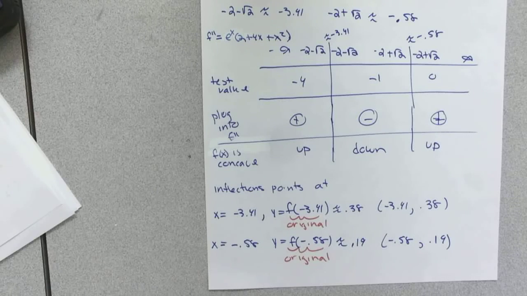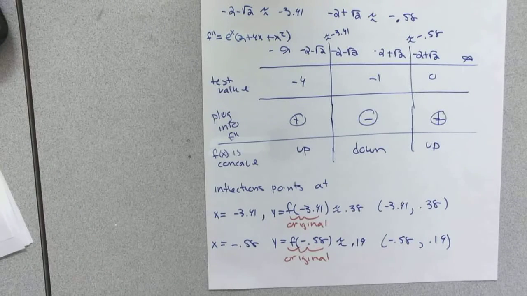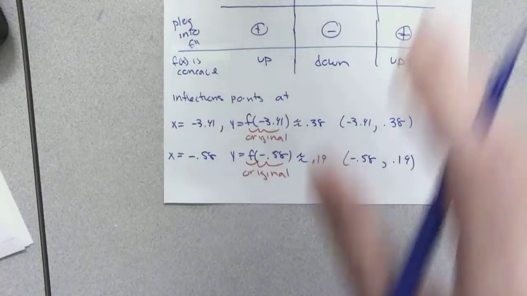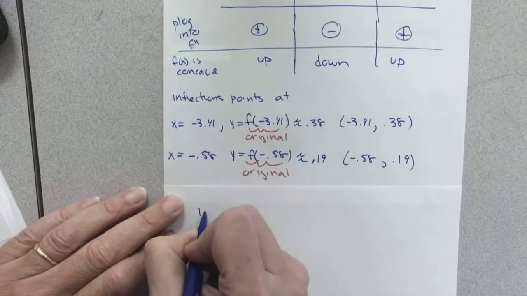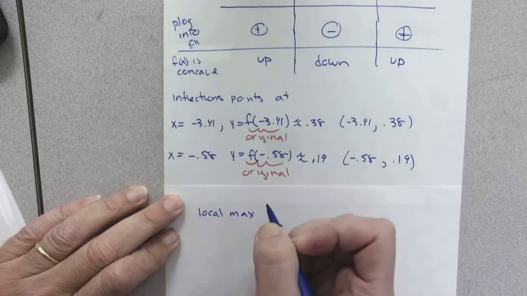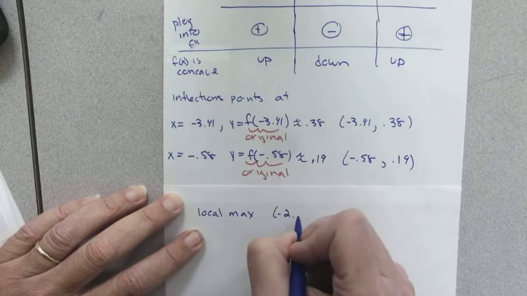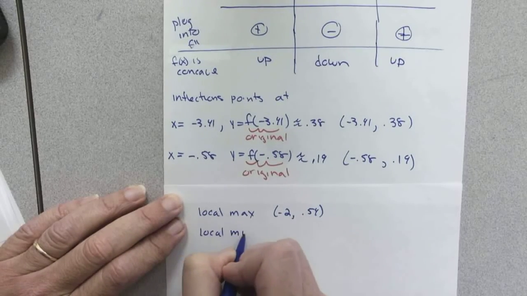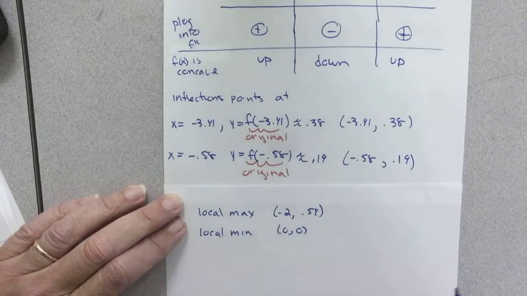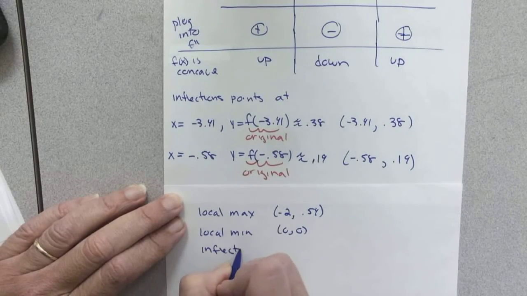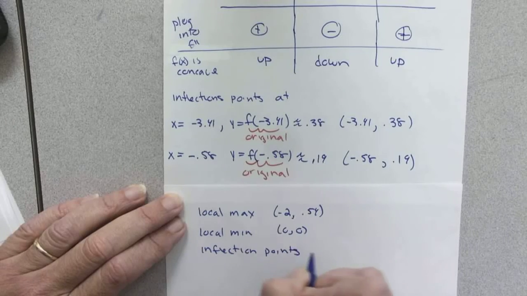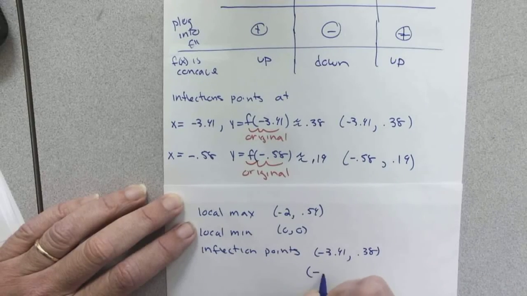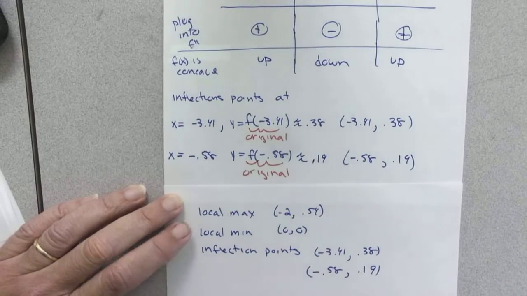And now we're ready to sketch. So I'm going to go on to another piece of paper and write down what we found as far as points. We found that we had a local max of negative 2, 0.54. We found that we had a local min of 0, 0. And we had inflection points of negative 3.41, 0.38, and negative 0.58, 0.19.